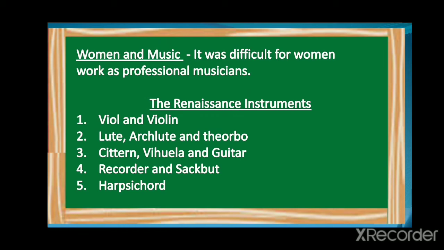Women and music. It was difficult for women to work as professional musicians during the Renaissance. Women were taught how to sing and play particular instruments suitable for them, such as the harp, lute, and keyboard. Among the musically talented women of the 16th century was Polita Peccori, who sang and accompanied herself on the lute, and the ill-fated English Queen Anne Boleyn.